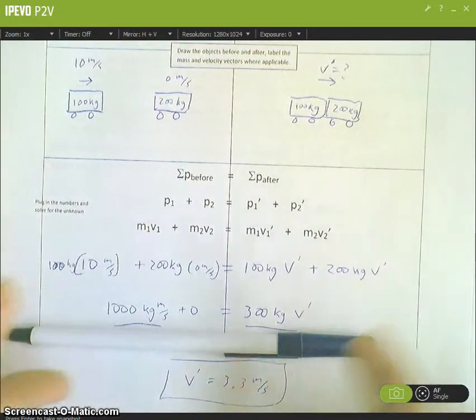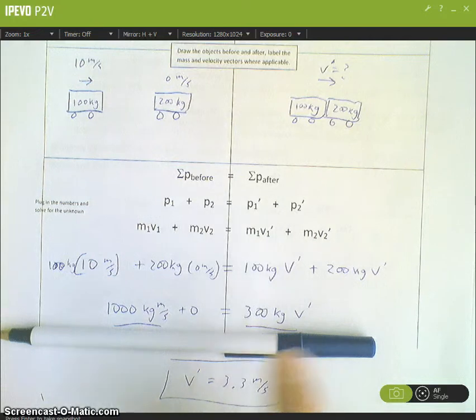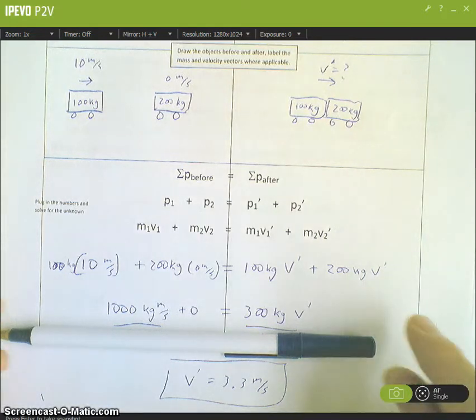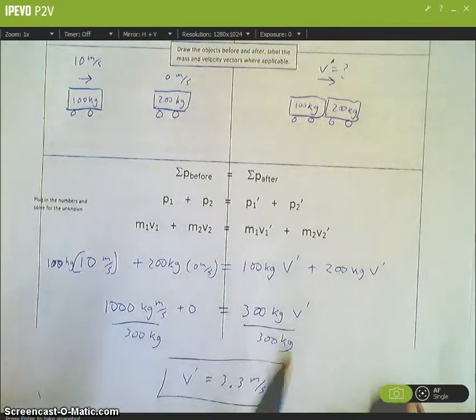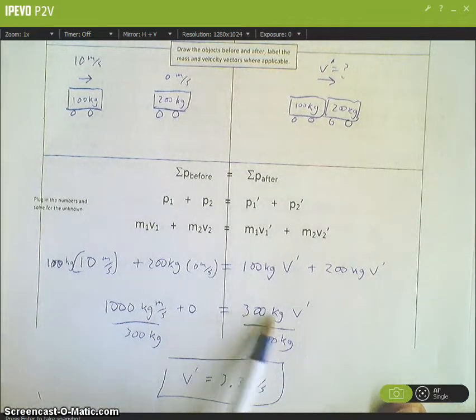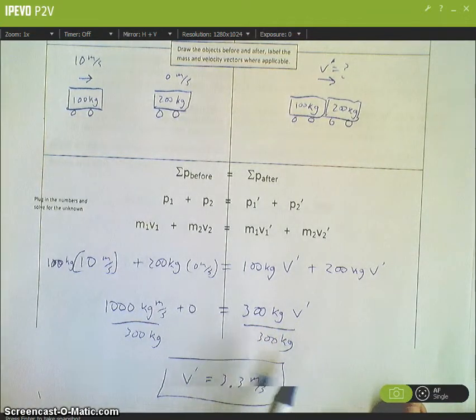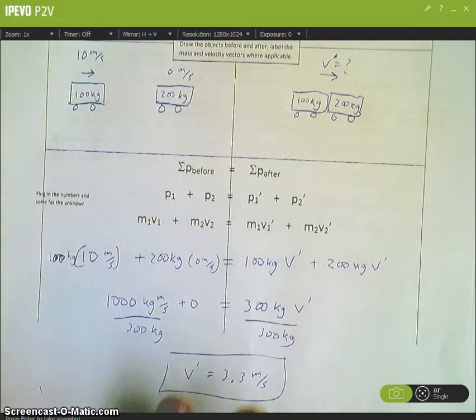So you do the math, you have 300 kilograms times V prime is equal to 1,000 kilograms meters per second plus 0. How do we get V prime by itself? We're going to divide both sides by 300. That turns this into 1, and 1 times V prime is just V prime. Over here, we end up canceling out the kilograms. 1,000 divided by 300 is 3.3. And I just rearrange the equation. We have V prime is equal to 3.3 meters per second. And that's it.